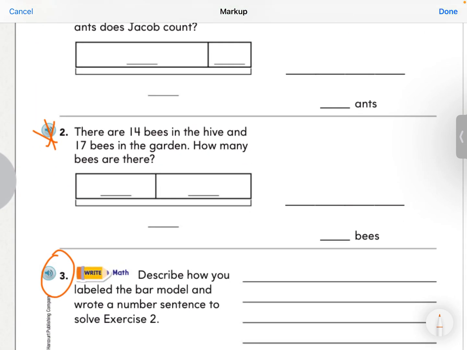Number 2, there are 14 bees in the hive and 17 bees in the garden. How many bees are there? First thing you want to ask yourself, what am I solving for? Next question, what's important information? Label your bar model. Write a math sentence, give me an answer.